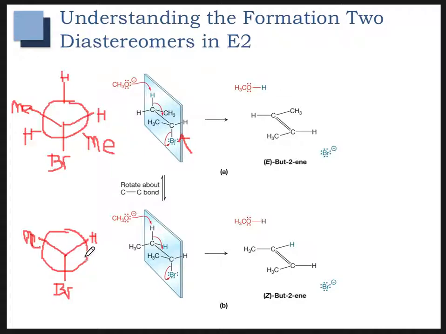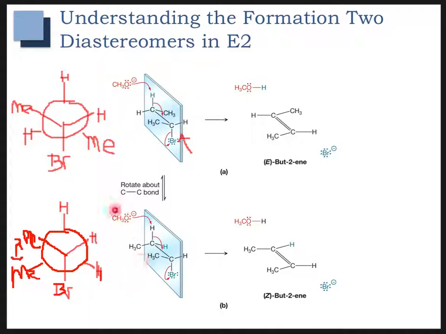And the back carbon is just going to be oriented a little bit differently here. So you can see here the gauche interaction. So this interaction between the two methyl groups, that's a gauche interaction. And that gauche interaction is not going to be favored, right?